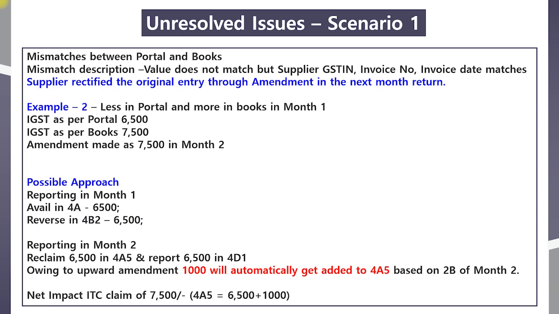Let us take another example where what is uploaded in the portal is less, but as per my books, it is more. So 6,500 is uploaded in portal, while in my books, it is 7,500. Amendment made as 7,500 in month 2. So in month 1, again I will avail as per 2B and reverse because it is an erroneous value. In month 2, I will reclaim 6,500 and report it in 4D1. Owing to upward amendment, 1000 will automatically get added to 4A5. Like we saw in the example previously, it is a negative value, but here we will have a positive value.